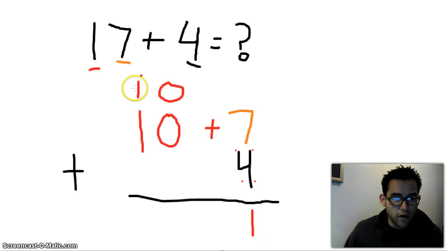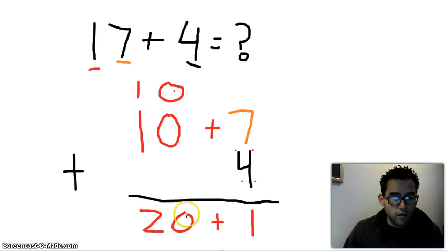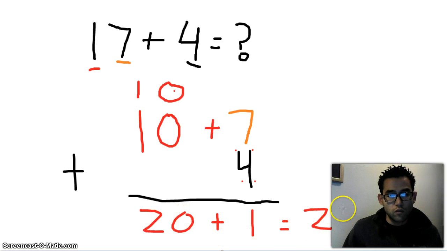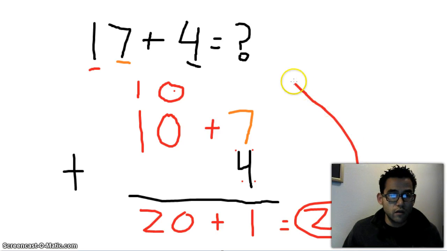Notice how this 10 right here and this 1 right here equals the 11 that we added for the 7 plus 4. So now I have 1 in the 1's place plus, what's 10 plus 10, ladies and gentlemen? 10 plus 10 is 20. Very good. So what is 20 plus 1? That equals 21. Again, the same sum, the same answer to the addition problem was 21.